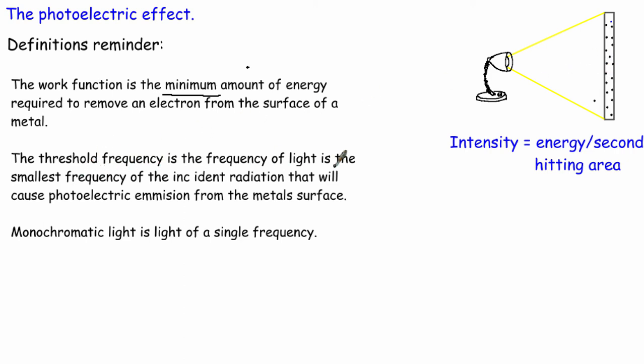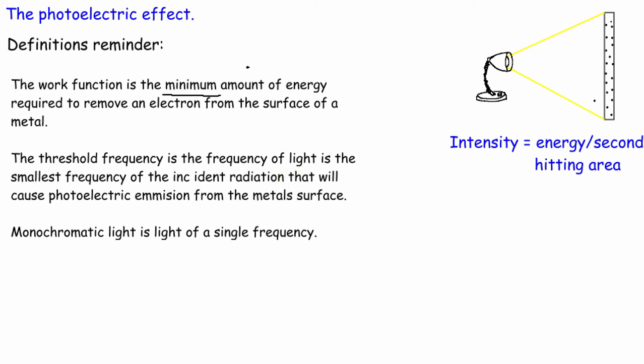The threshold frequency is the smallest frequency of light that causes photoelectric emission to happen. So if we have light of frequency below the threshold frequency, you'll never ever see this happening. If you have light above the threshold frequency, then you will. And finally, monochromatic. You see the word monochromatic a lot. Mono simply means one. Chromatic basically means colour. So this means one colour. And since frequency is related to colour, monochromatic means light that's got only one particular frequency.